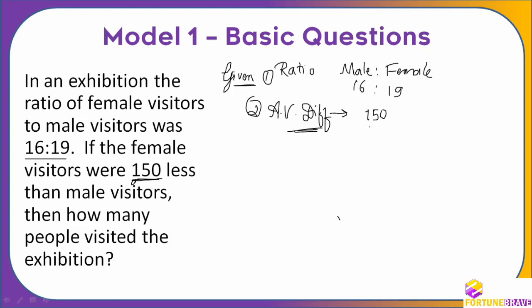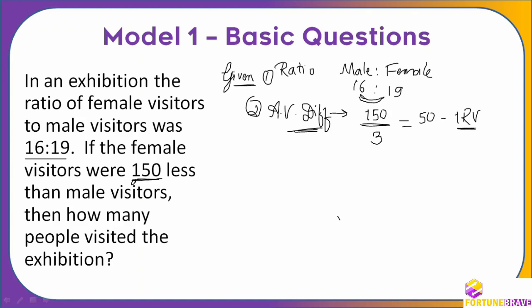In this case, it is the difference. So what am I going to do? I am going to divide it by the difference between these two values to get my one ratio value. So divide it by 3. The difference between these two is 3. So how much is it? 3 5s are 15. So 50 is one ratio value.